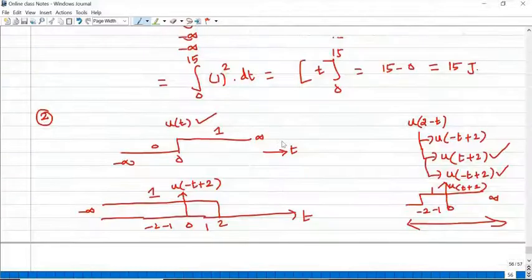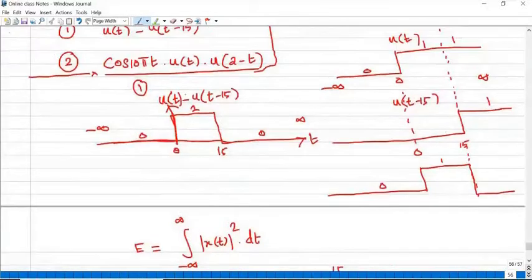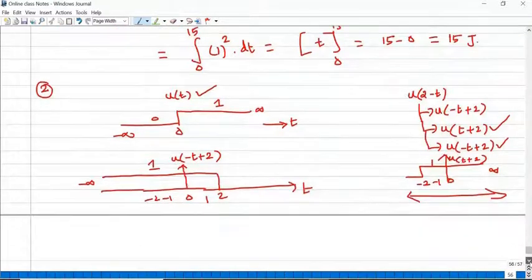What is the problem? cos 10 pi t, u of t, u of 2 minus t. So we have done the signal sketch for u of t, and the signal sketch for u of minus t plus 2. Now cos 10 pi t. So the sketch for cos 10 pi t.